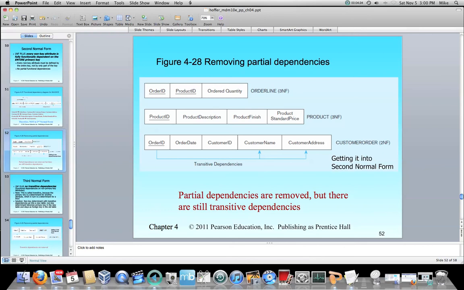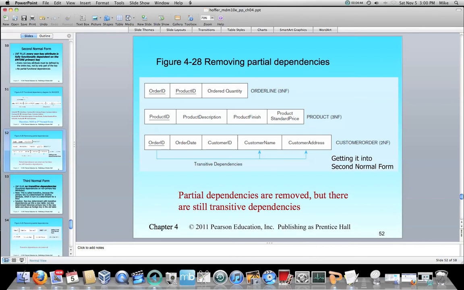I've said this before, but I'll say it again. You probably don't have to do this for your project. This is really for your edification, to know how to go through the normal forms and why some entities and tables are the way they are, which is typically because of normalization.